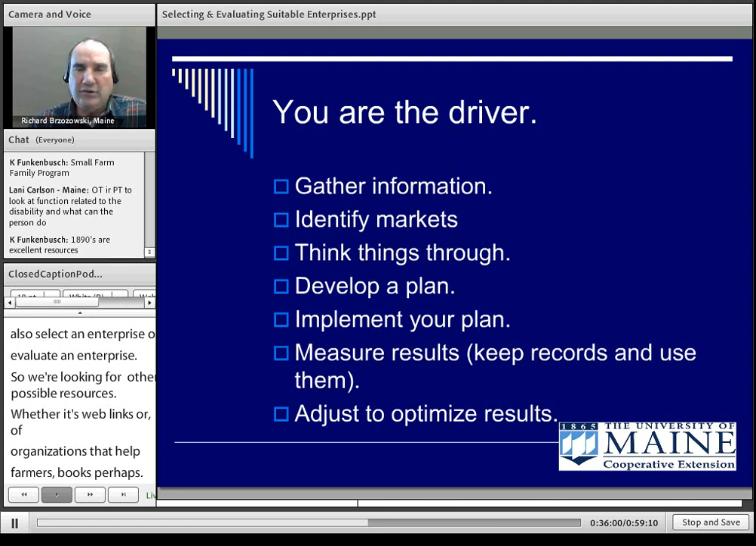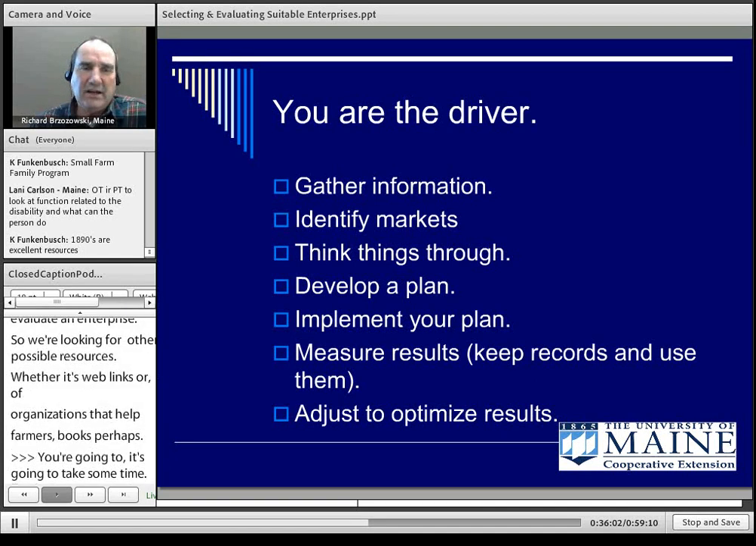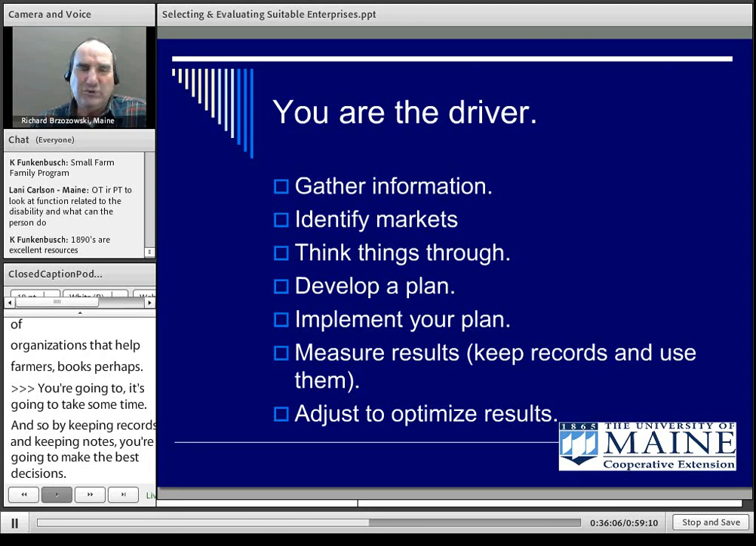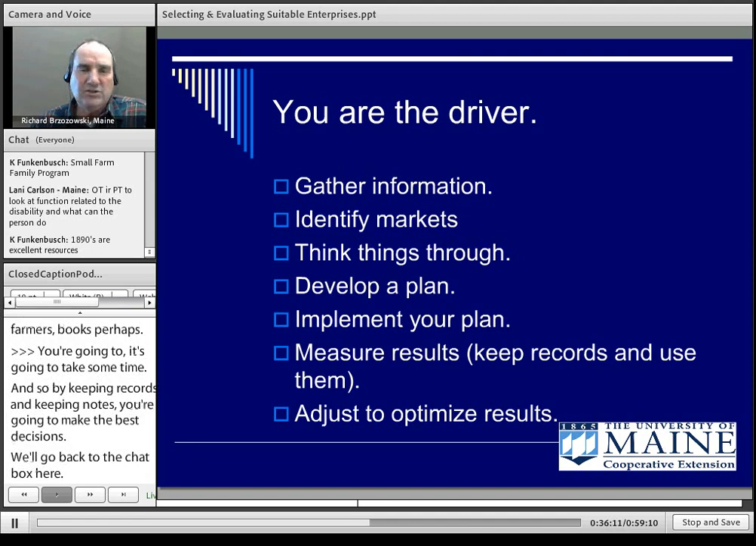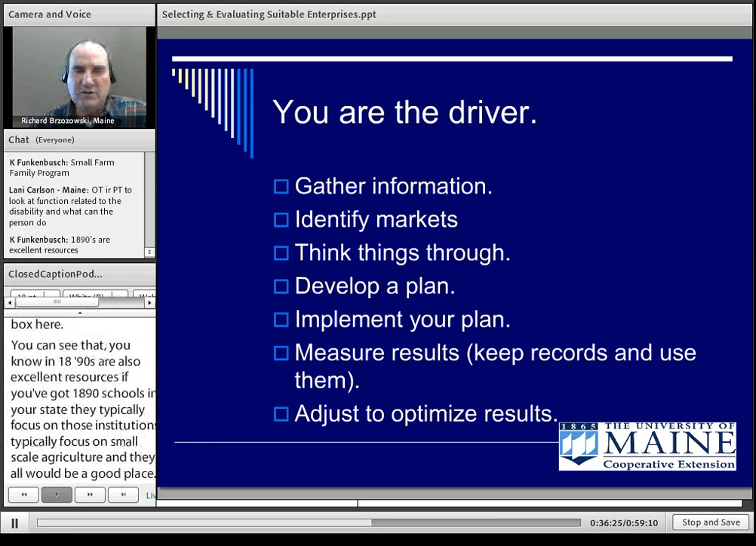We'll go back to the chat box here. You can see that the 1890 schools are also excellent resources. So if you've got 1890 schools in your state, those institutions typically focus on small scale agriculture, and they all would be a good place. And even if you don't have one in your state, you can still correspond or communicate with ones in other parts of the country. So whether it be fruit or vegetable crops, or small ruminant crops.